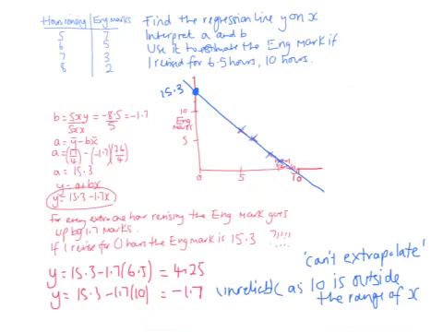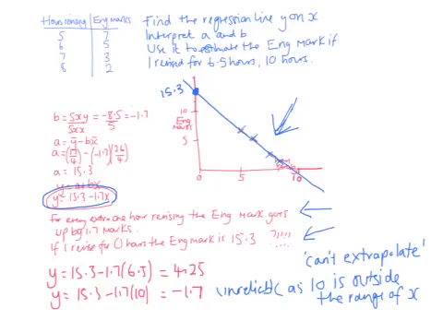Okay, here are your answers. Did you get that right? Y is 15.3 minus 1.7x. That's the equation of the line. All right, there's my line. And what else did we need to say? Okay, here they go. For every extra 1 hour revising, the English mark goes up by 1.7. If I revise for no hours, the English mark is 15.3. That's weird. Don't do that. That's not a good strategy.